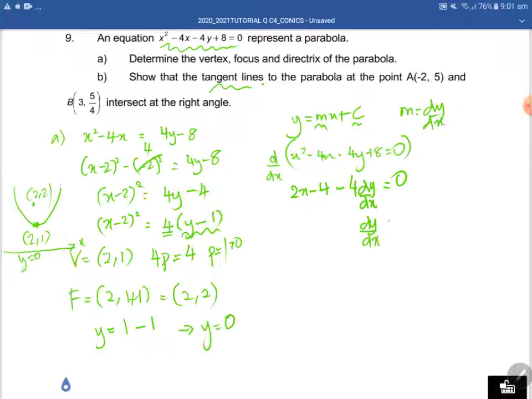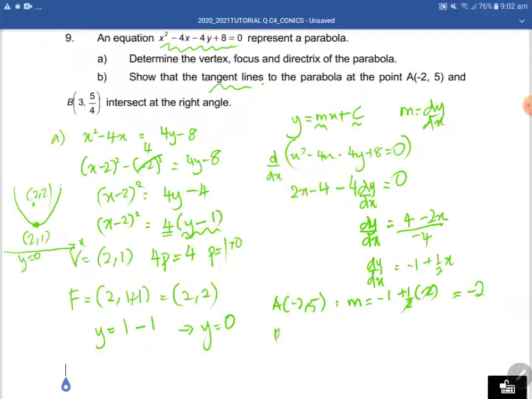So let dy/dx be the subject. We have dy/dx equal to (4 minus 2x) divided by negative 4, so dy/dx equals negative 1 plus (1 over 2)x. So at point A, which is (negative 2, 5), the gradient is equal to negative 1 plus 1 over 2 of negative 2. So we have negative 1 minus 1, which equals negative 2.